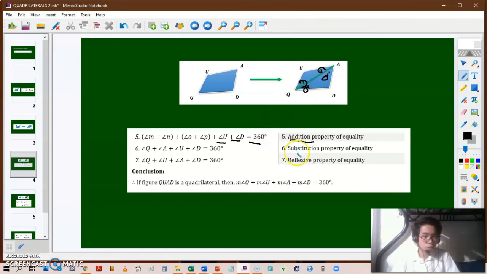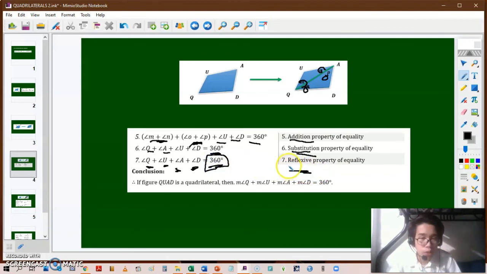And speaking of, that will be the substitution property of equality, number 6. We substituted the value of M and N, and substituted the value of O and P. So we have angle Q and angle A. Angle Q and A plus U and D give 360 degrees, and that's of course the substitution property of equality. Lastly, if we rearrange those letters, we form the proof that we want. The measurement of angle Q plus the measurement of angle U plus the measurement of angle A plus the measurement of angle D is 360 degrees through the reflexive property of equality.